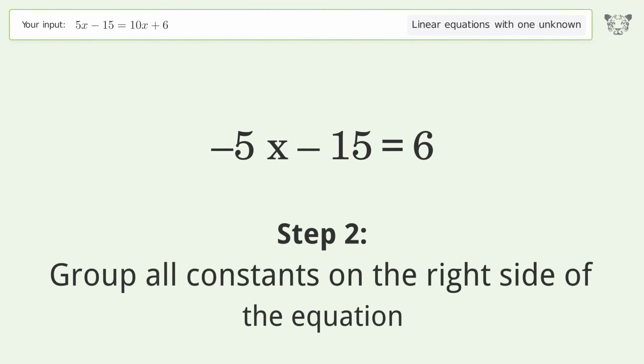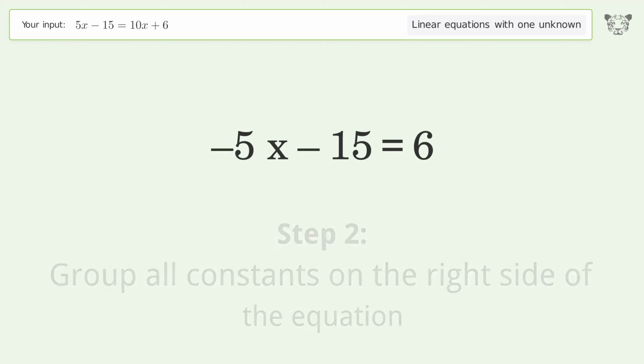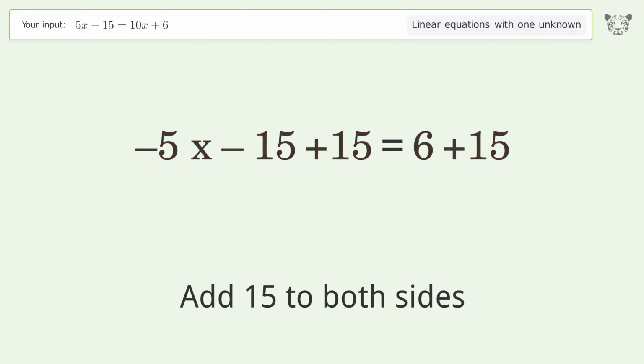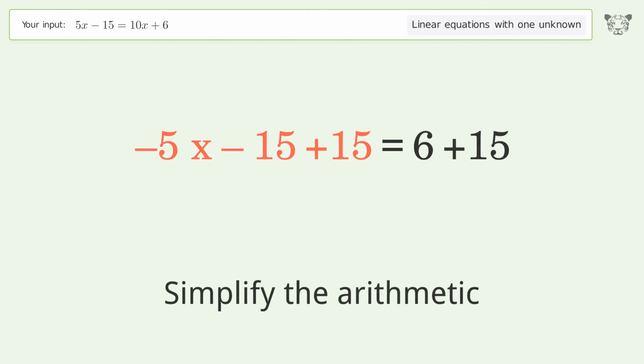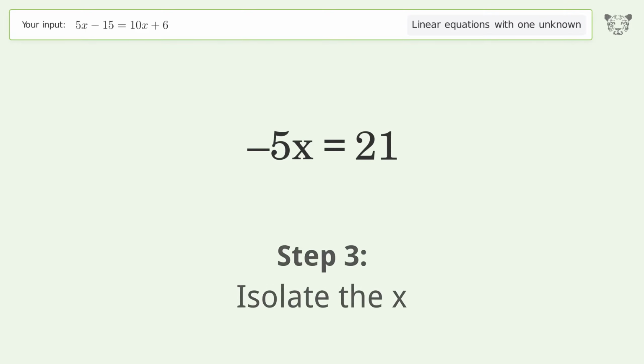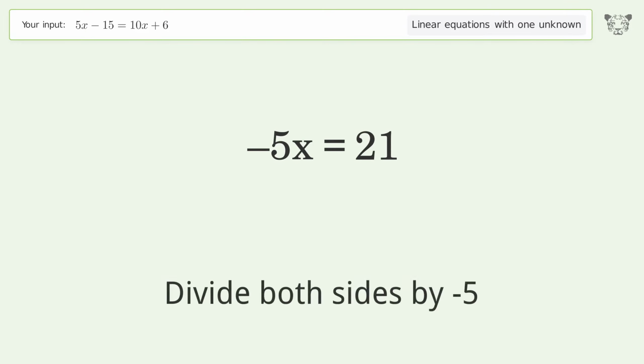Group all constants on the right side of the equation. Add 15 to both sides. Simplify the arithmetic. Isolate the x. Divide both sides by -5.